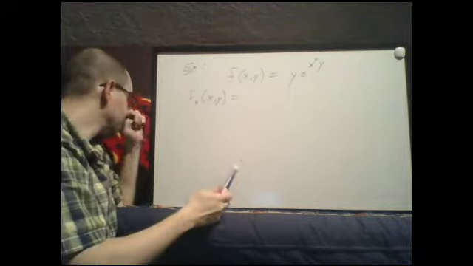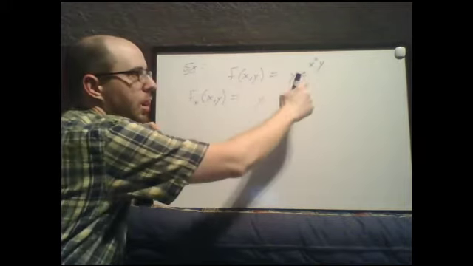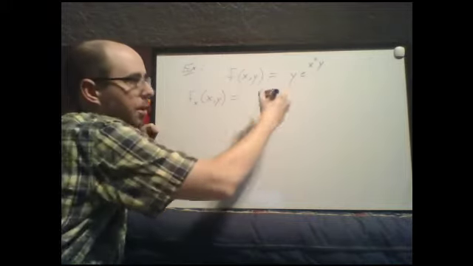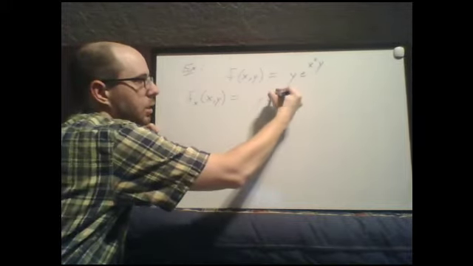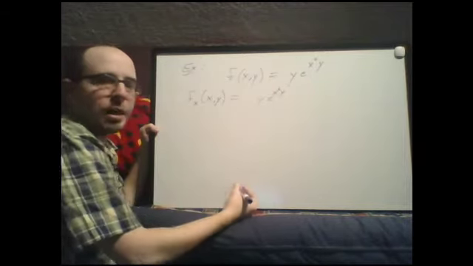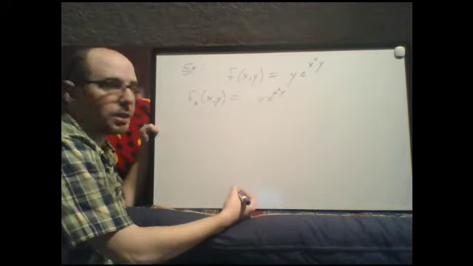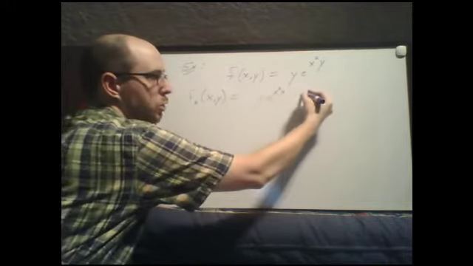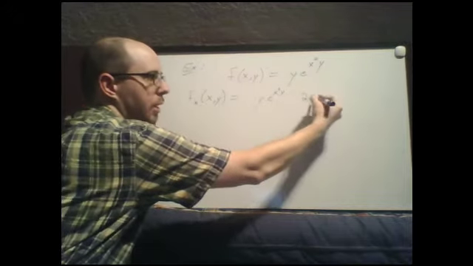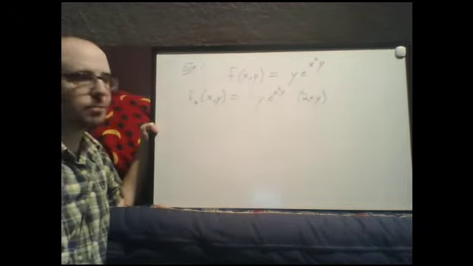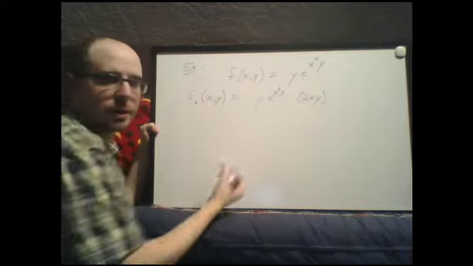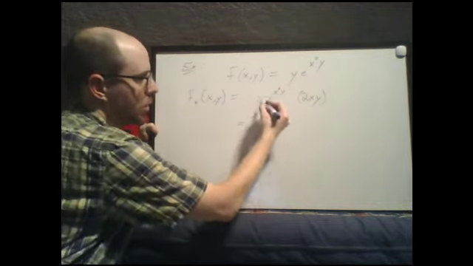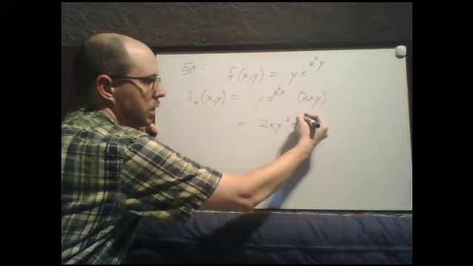We keep the coefficient that's already there, y. The derivative of e to a power is just e to that power. So I'd have e to the x squared y, but then I have to multiply by the inside derivative by the chain rule. So with respect to x, the inside derivative would be 2x times another y. So that's the derivative of the upstairs stuff. Now simplifying that, I've got 2x, y times y is y squared, e to the x squared y.